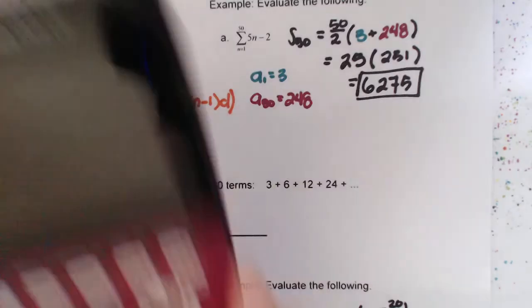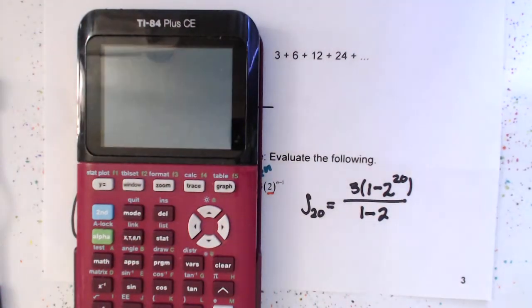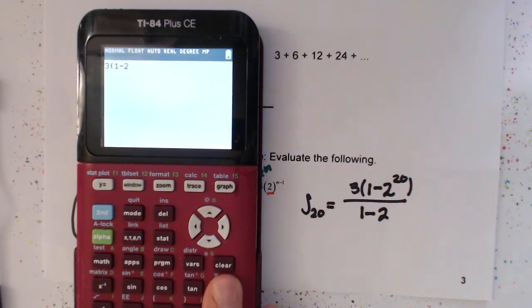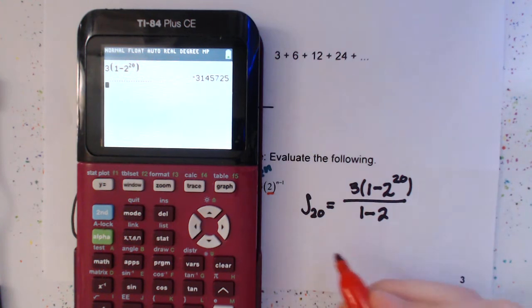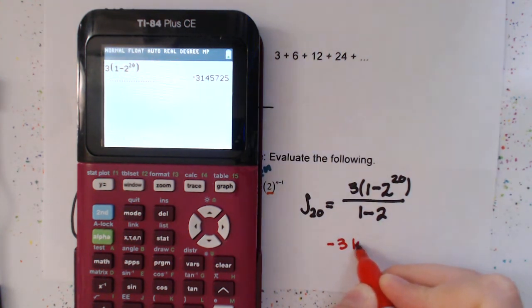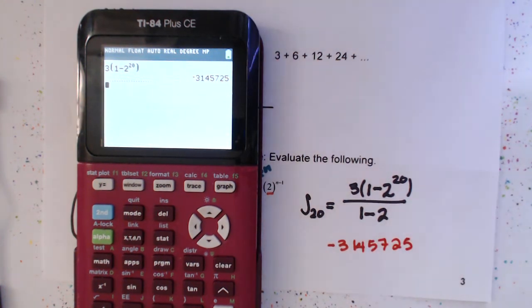Okay, so I'm going to evaluate the numerator and denominator separately. So I'm going to say 3 times 1 minus 2 raised to the 20th. Can you see the number? Yeah. So negative 3,145,725. And 1 minus 2 is negative 1. I didn't need to type that in.